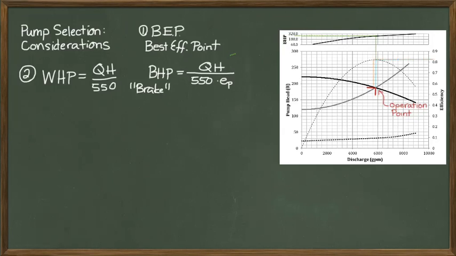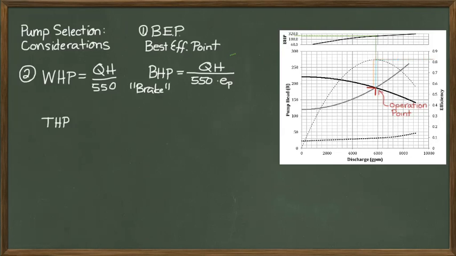We can read that off this chart by, again, drawing a line up from the operation point to where it intersects with the brake horsepower line, and then drawing a line over to the left horizontally to read off the brake horsepower value. Or we could just simply use this equation to calculate it, because that's what they did to create this chart.